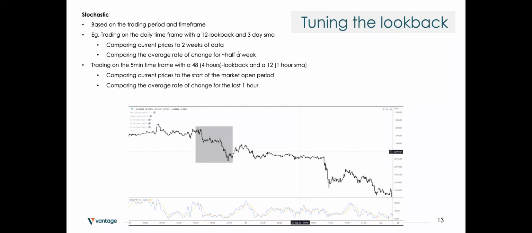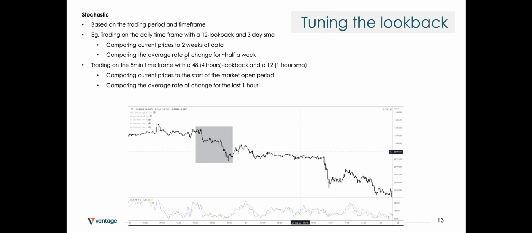So one is the time frame, which is a 12-day look back, which is basically about 2 weeks worth of market movement, as well as a 3-day, which is looking at every 3 days, what's the rate of change that we are seeing in the market, and sort of comparing that rate of change.